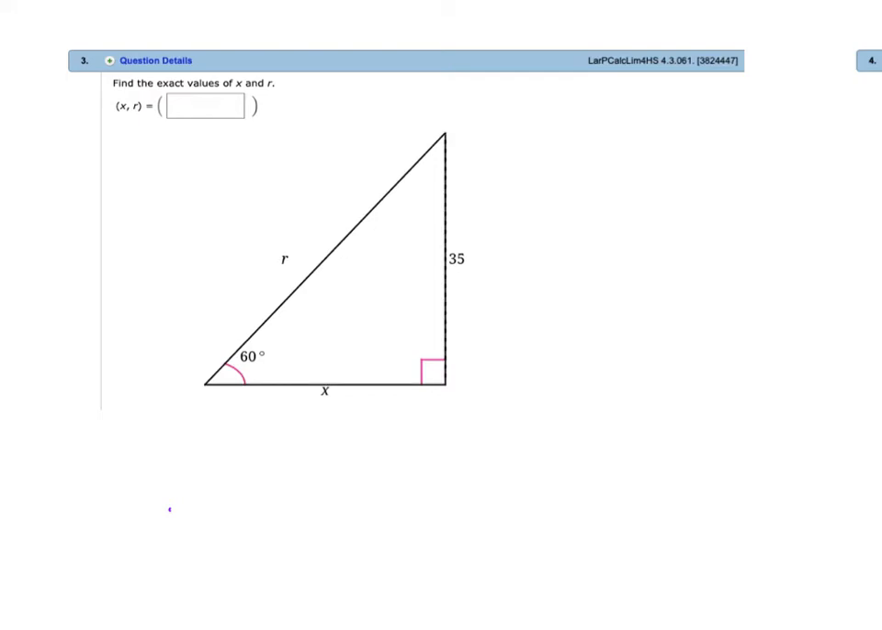Here's homework help on section 4.3, WebAssign. It's number 3, textbook number 61. And so here we have 60 degrees. We're supposed to find the exact values of x and r. And so there are two ways to do this.